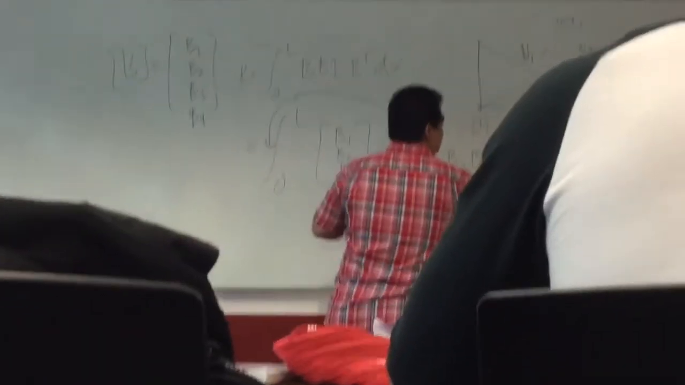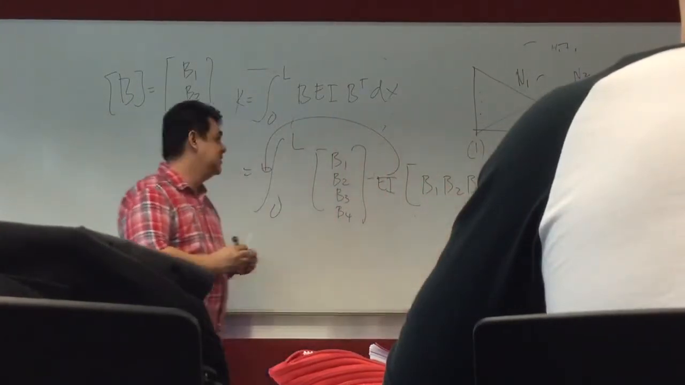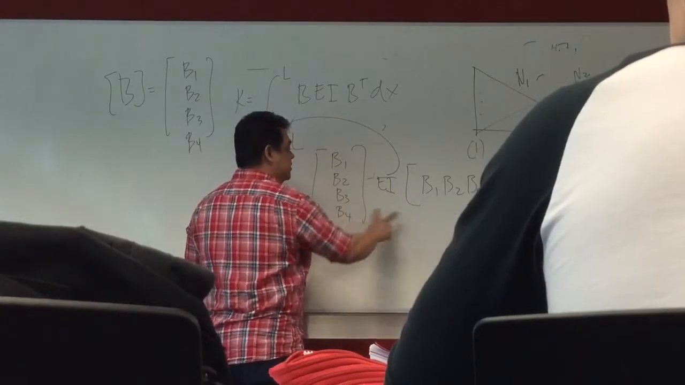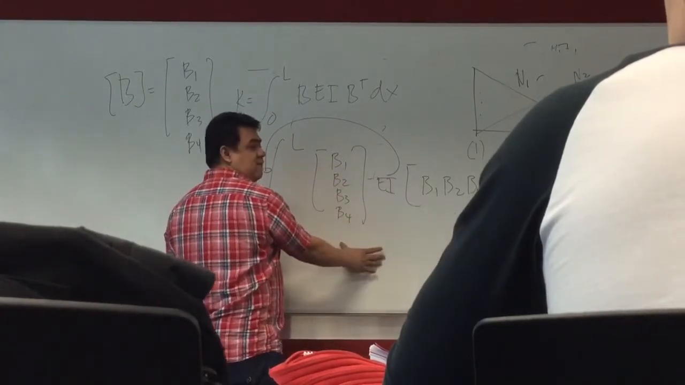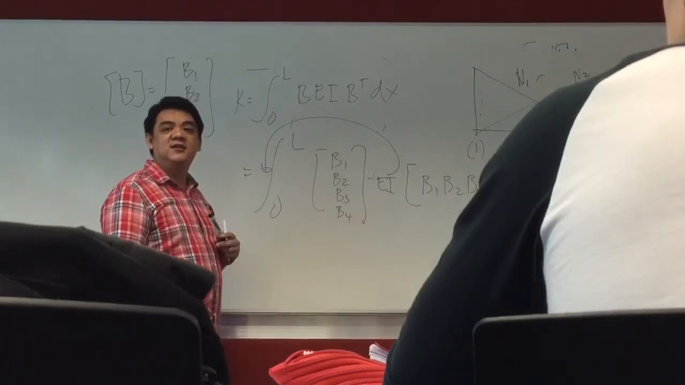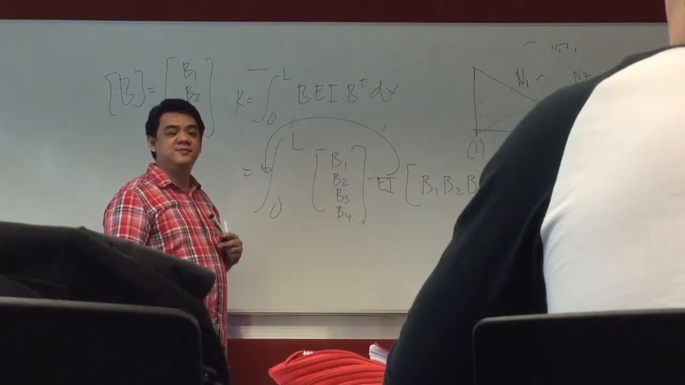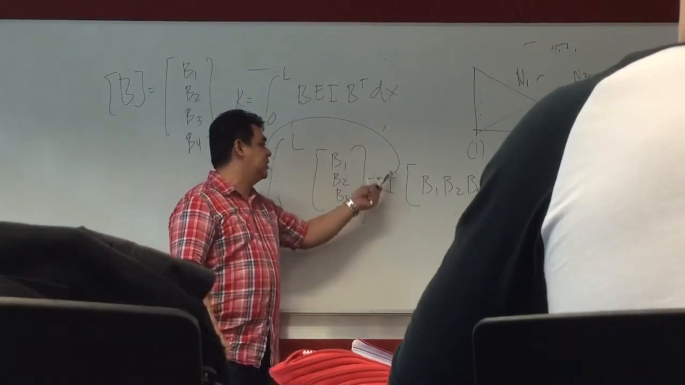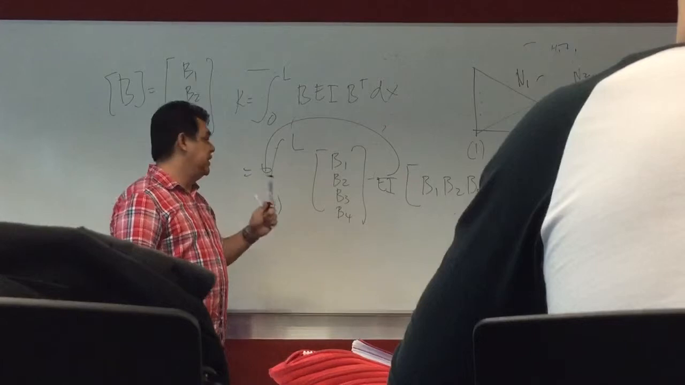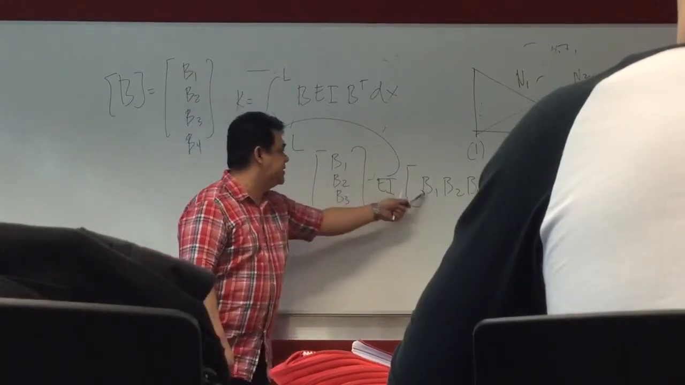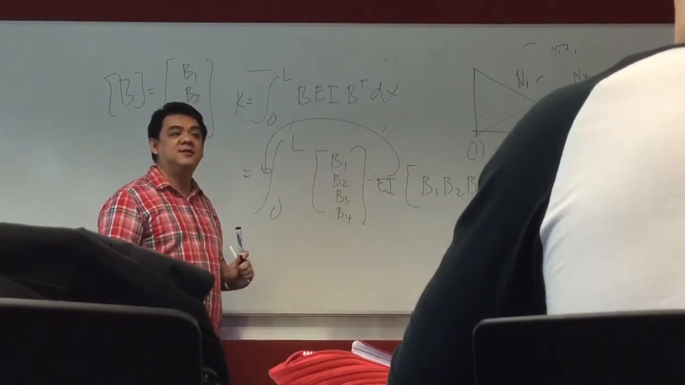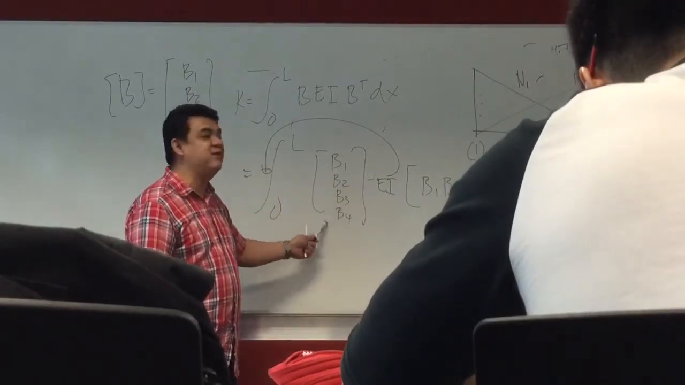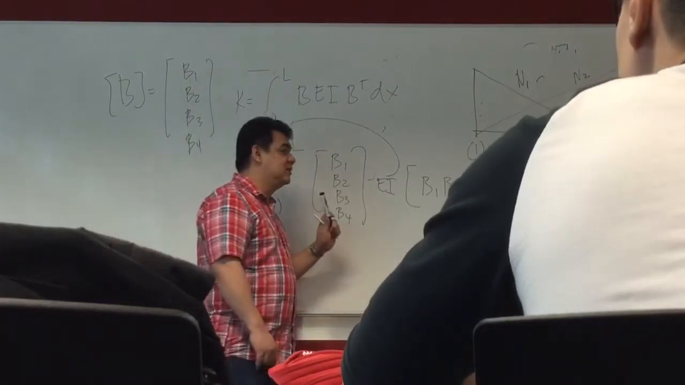Dx. So you multiply these two vectors to be able to get a 4x4 matrix. EI is a constant, just bring it out, and then you integrate each of these terms from 0 to L. So the first step is really getting B1, B2, B3, B4. That's the first step.